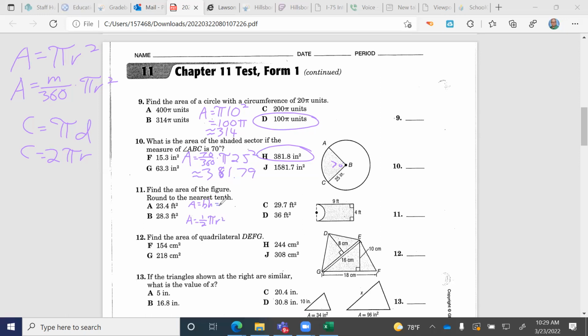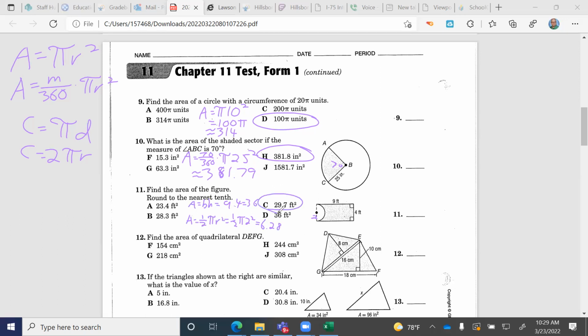So base times height, 9 times 4, that's 36. On this one, the radius, the whole distance across is 4, so the radius is 2. 1/2 pi 2 squared. 2 squared is 4, half of 4 is 2. 2 times 3.14 is 6.28. Subtract that from 36, that leaves us with 29.7.